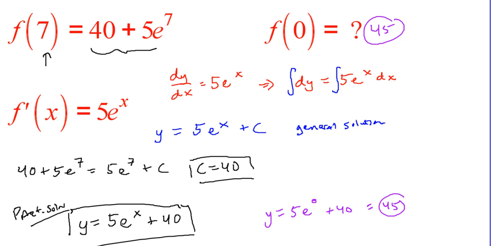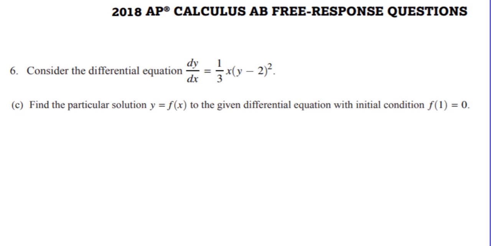Using the particular solution. So let's look at actual AP exam questions because, like I said, they come up almost every single year. So we're going to take a look at what it looks like to find a particular solution. Usually that's letter C on this. Usually they have you try to sketch the slope field, and then they want to find a particular solution. And they gave us a condition, they gave us f of 1 is equal to 0.